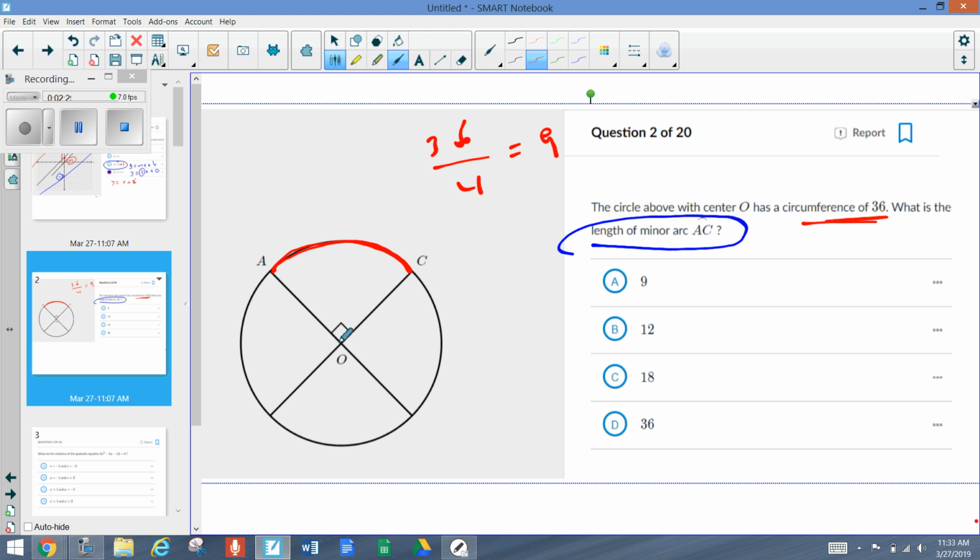Yes, there's a 90-degree angle. That means 90 out of 360. That makes 1/4, kind of like a pizza slice. You got a pizza and you're sharing with four equal pieces. If the total circumference is 36 divided by 4, 9.